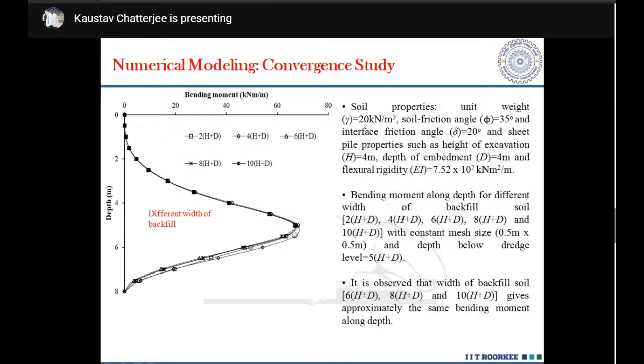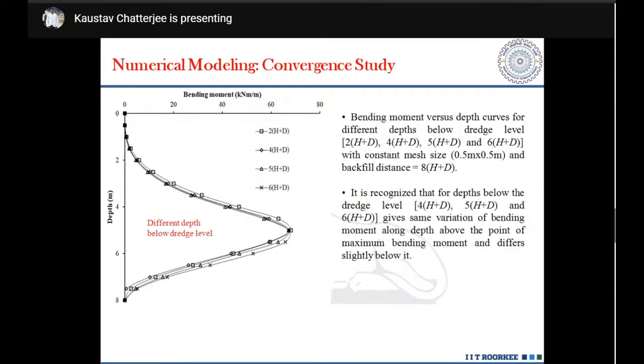We see that the width of the backfill soil of 6 into H plus D, 8 into H plus D, and 10 into H plus D gives approximately the same bending moment values. That is, for these 3 cases, the magnitude of bending moment is almost the same. That shows that for the given depth and mesh size, if we keep on increasing the width beyond a certain dimension, there is no effect on the physical parameters. Okay, this is one.